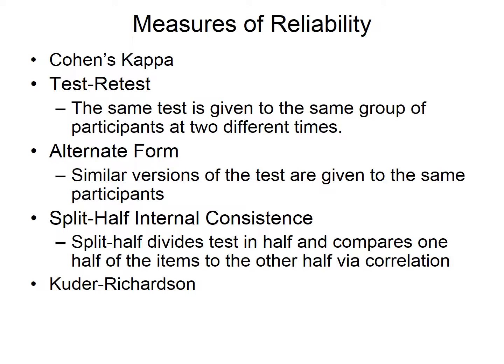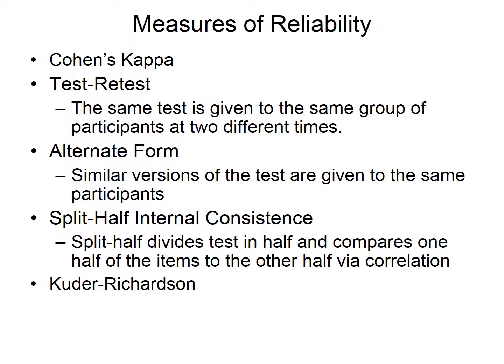We can also use alternate forms to get the two variables that we need to look for the comparisons. In this case, we're actually going to create two different tests from a larger pool of items that are meant to measure the same construct in the same way. Again, we give people both forms, they take them both, and then we make the correlation to see how well they're related.